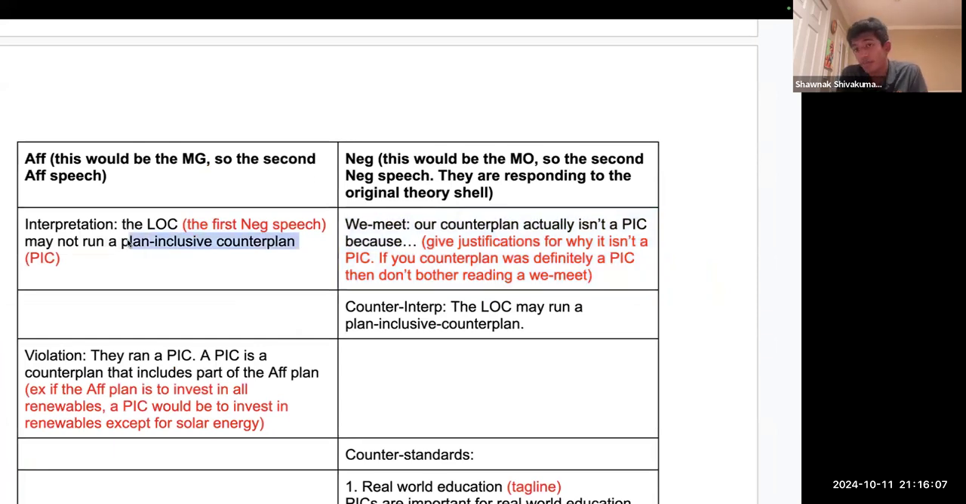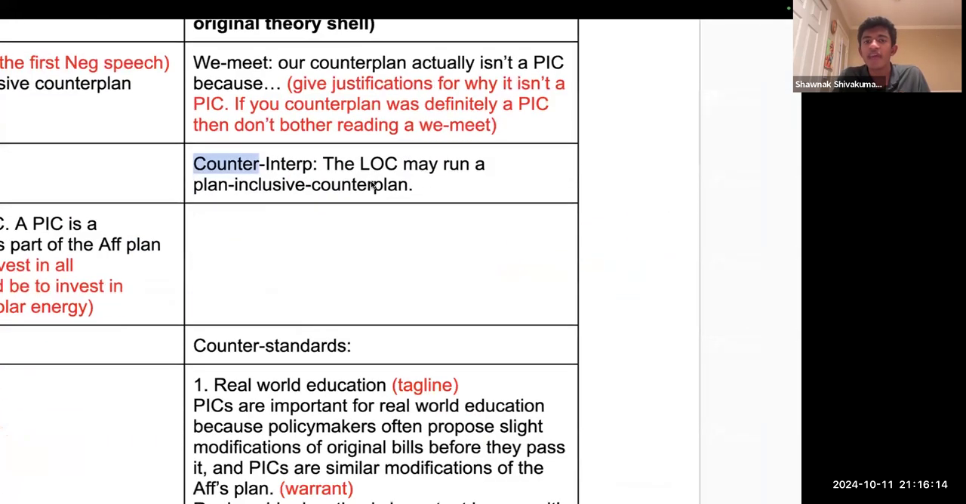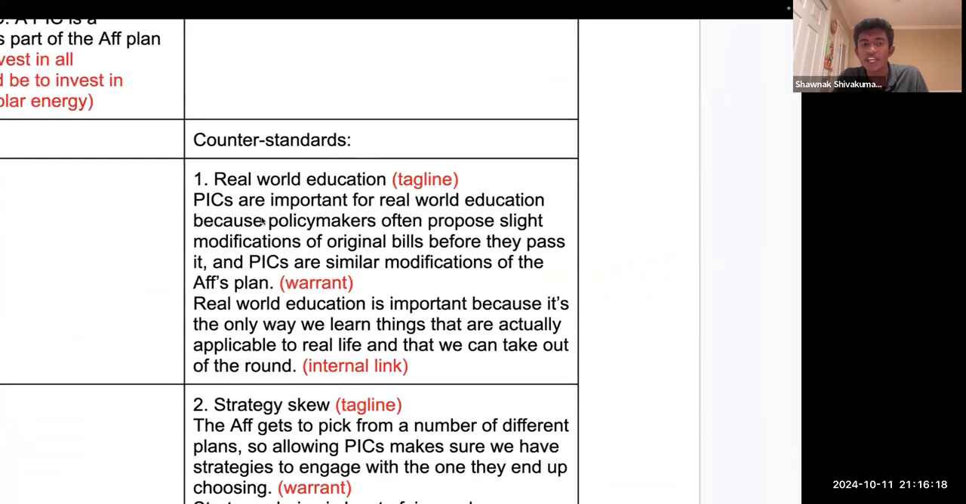You can say they weren't specific. What's a plan inclusive counterplan? I don't know. But then this is the main part, the counter interpretation. The LOC may run a plan inclusive counterplan. Counter standards 1, real world education.